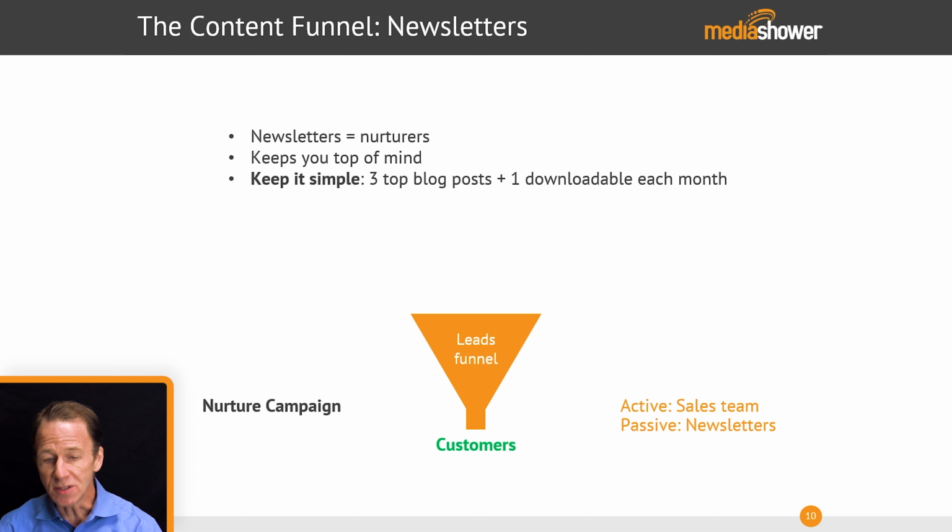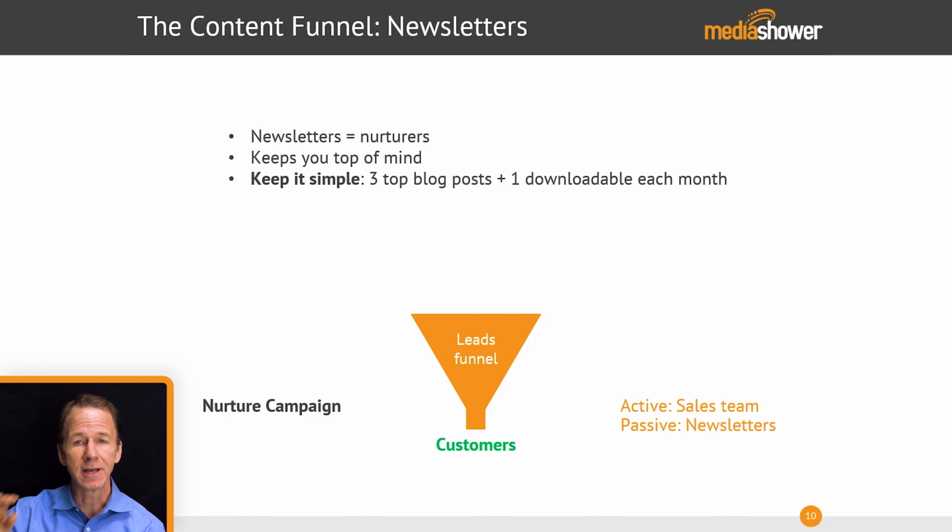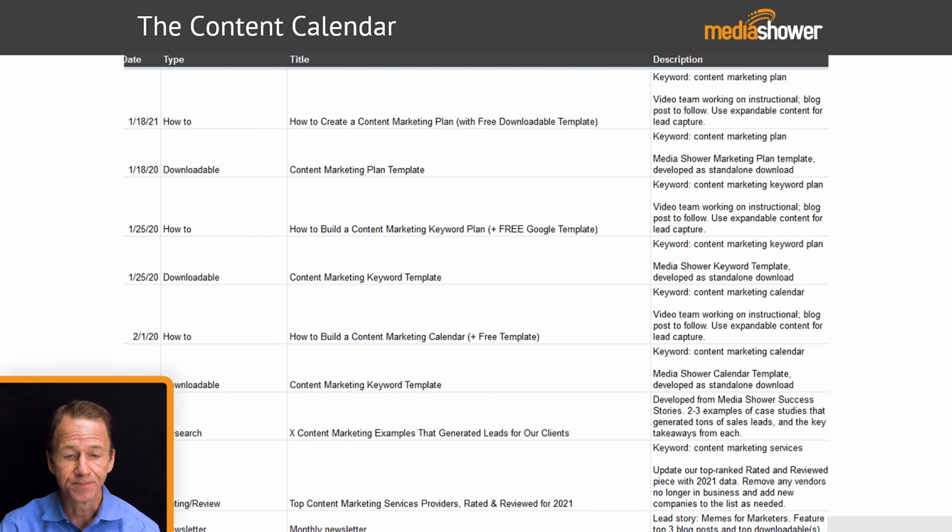So that newsletter should be simple. Keep it simple. Top 3 blog posts of the last month and your top downloadable. That's all you really need, and just send it out monthly. Don't get it perfect, just get it done. And make this part of your ongoing monthly marketing program, and you will see results.